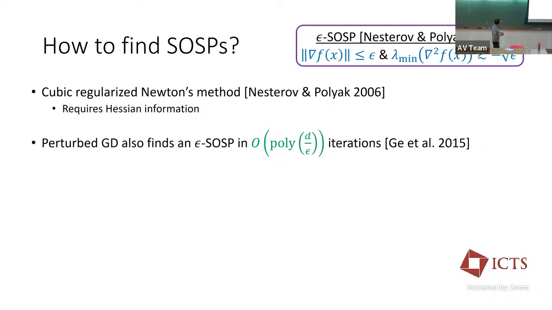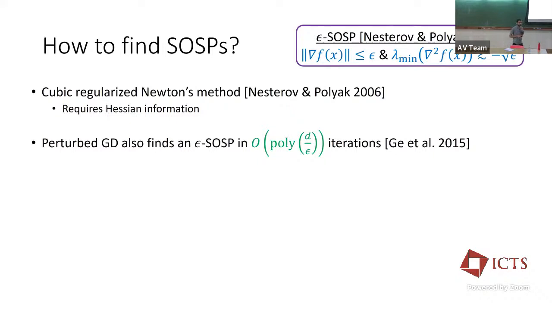It turns out that there is a simple modification to gradient descent, which is about adding perturbations. And people have shown that it can also find epsilon second order stationary points in poly of D over epsilon iterations, where D is the dimension of the problem and epsilon is the desired accuracy.